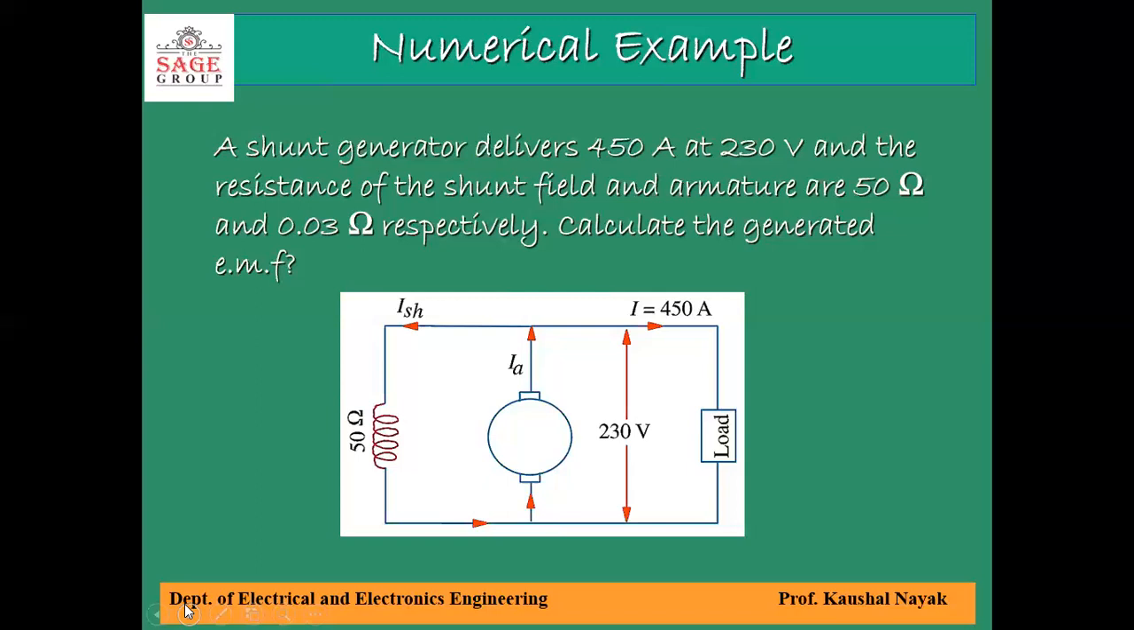In order to calculate the generated EMF, it is required to calculate the total amount of armature current delivered by the DC generator. In order to calculate the armature current, we need to calculate first how much is the field winding or shunt current in the field winding.